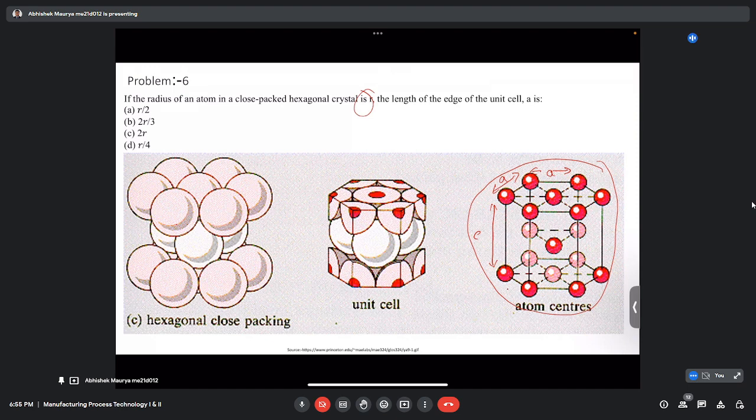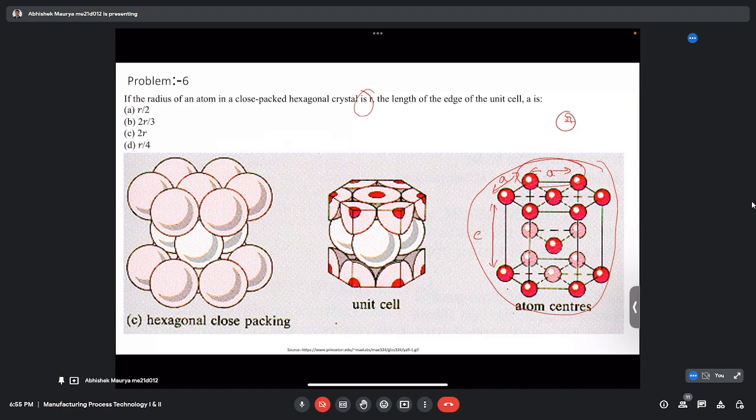So here it has been asked, if with atoms at all the corners of the hexagonal close packed structure, what is the dimension of the atom? We are keeping atoms of radius r. Okay, and now what has been asked? If the radius of atoms is r, then what would be the edge length of the hexagonal close packed unit cell?